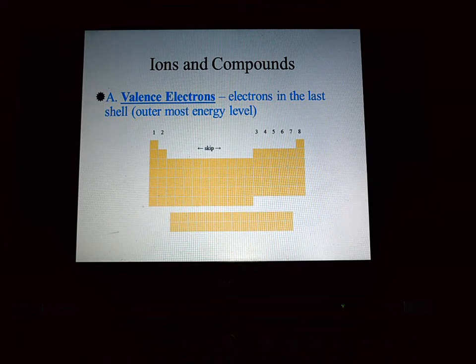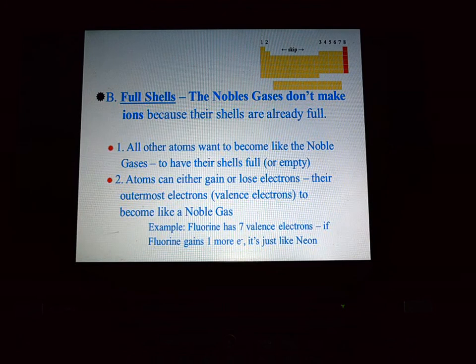Carbon, 4. The nitrogen phosphorus column has 5. Oxygen's column, 6. The halogens, that's another group that you were coloring up, next to the last column, they have 7. And then the last column has 8, with one exception, of course, which is helium. Helium being in the first row can only have 2 electrons. So those are valence electrons.